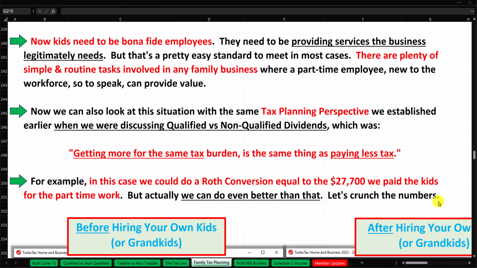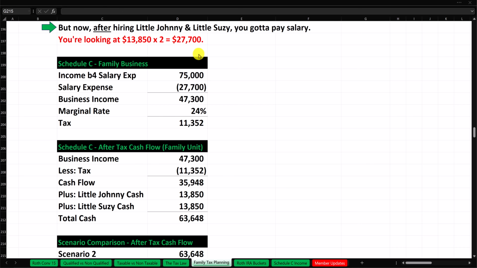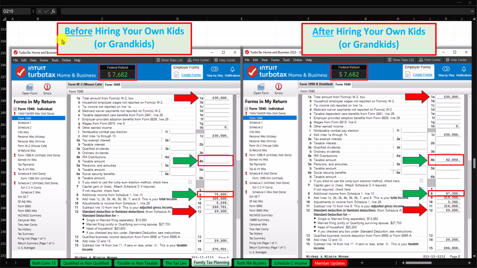Let's crunch the numbers. And as we get to the number crunching, I want you to remember these three figures right here. $75,000 was the original income before we started paying the kids. $27,700 was the amount that we actually paid the kids. That resulted in $47,300 after the salary expense. All right, so let's go through these returns. On the left side, we're going to have the before hiring your own kids or grandkids scenario. And on the right side, we're going to have the after hiring your own kids or grandkids. We're going to keep the $230,000 of W-2 wages equivalent between the two returns, just like we had in some of the previous examples.